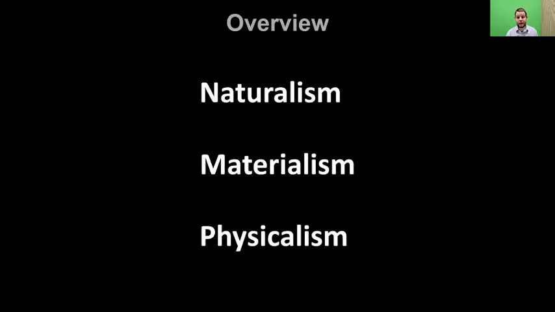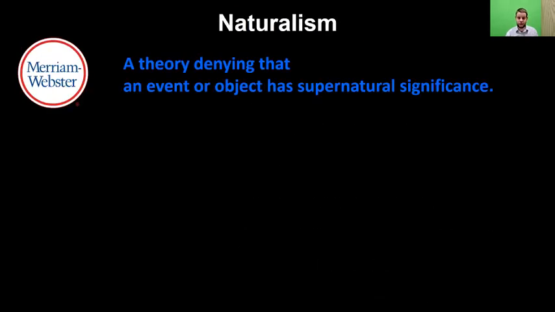So the three ideas we're going to look at are naturalism, materialism, and physicalism. Starting with naturalism, to take our definition from Merriam-Webster, naturalism is a theory denying that an event or an object has supernatural significance. So naturalism is defined against supernaturalism. So as long as we can define supernaturalism, we're fine.